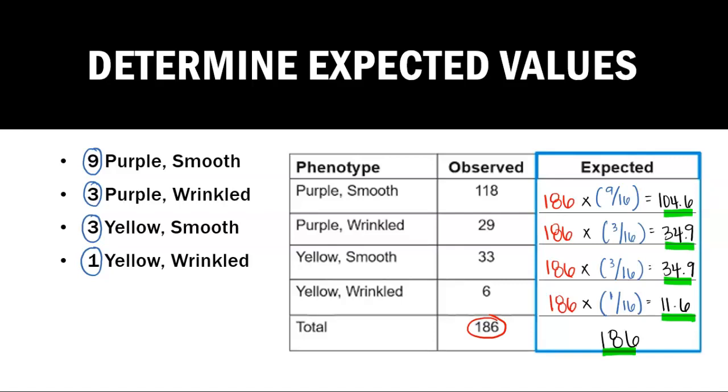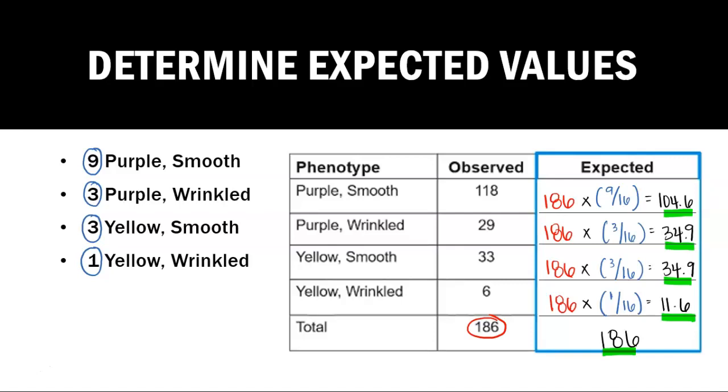And so how do I put this into an expected value? Well, guys, let's look at the purple and smooth first. I had 9 out of 16 squares show the phenotype purple and smooth. And so what I'm going to do is multiply that by the total of seeds observed, which was 186. So 186 times 9/16 equals 104.6. I did that with each of my seed types, okay?